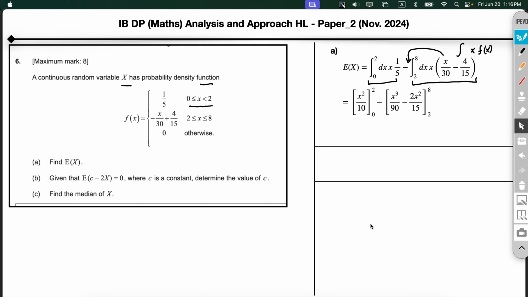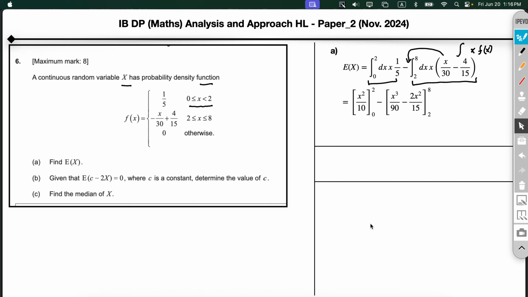Question number 6. A continuous random variable x has probability density function given by f of x equals 1 over 5 for x lying between 0 and 2, and for the domain 2 to 8, the function is given by negative x over 30 plus 4 over 15, otherwise it is 0. Find the expected value of x. Given that the expected value of c minus 2x equals 0, where c is a constant, determine the value of c, and find the median of x.